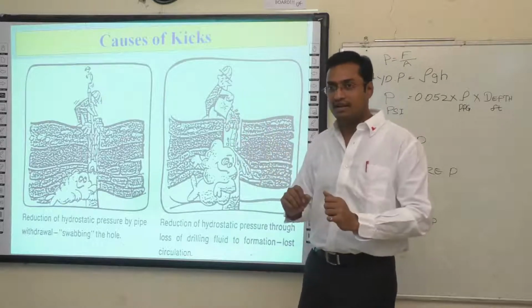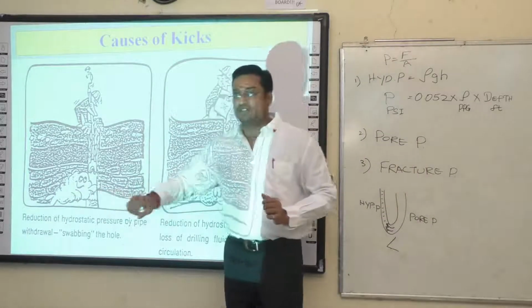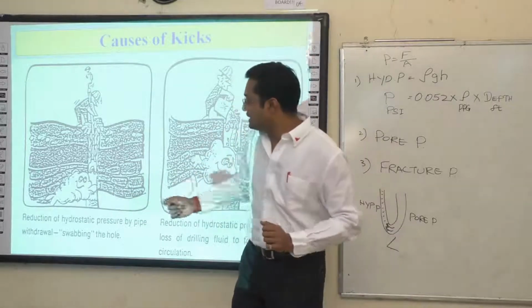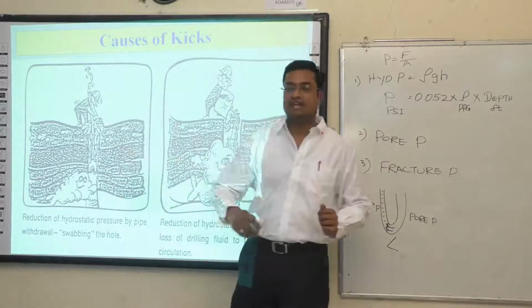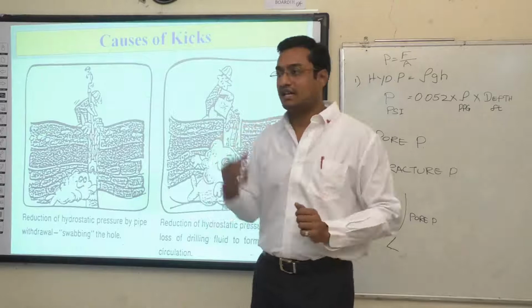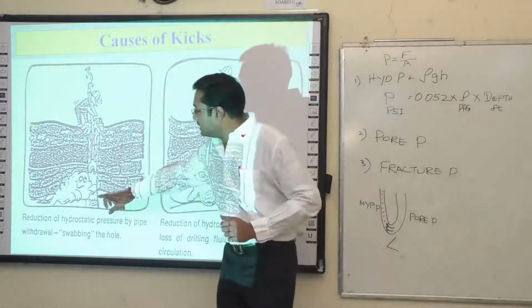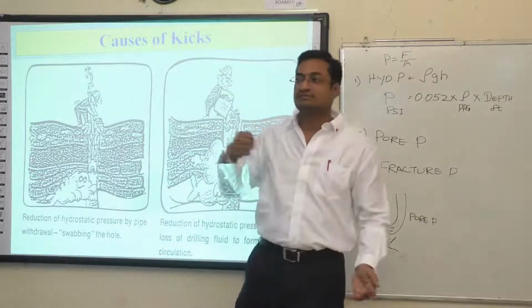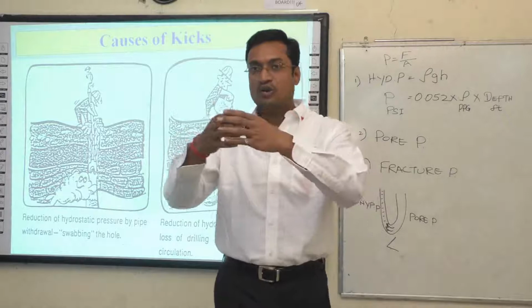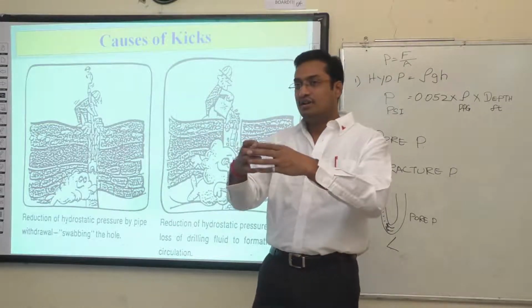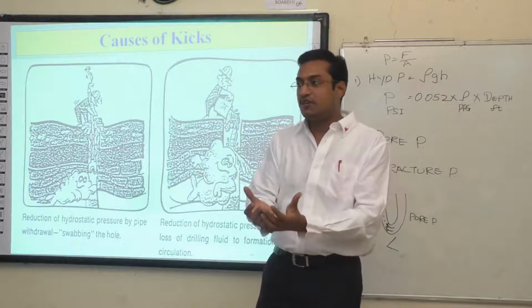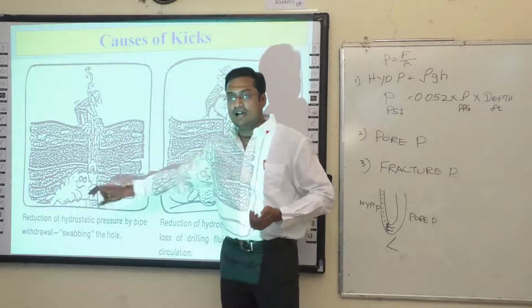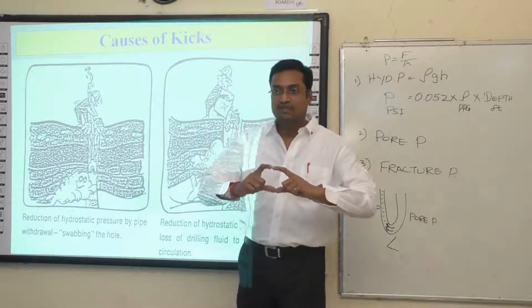momentarily, temporarily. But once the formation fluid enters the wellbore, it will start its job. It will start contaminating the drilling fluid slowly and increase the kick volume. So when I pull the pipe out of the hole, you create a swabbing effect. If the hole size and the bottom hole assembly clearances are very small, when you pull the pipe, you create a negative pressure below the bit. That will cause an underbalance condition, which will cause a kick.